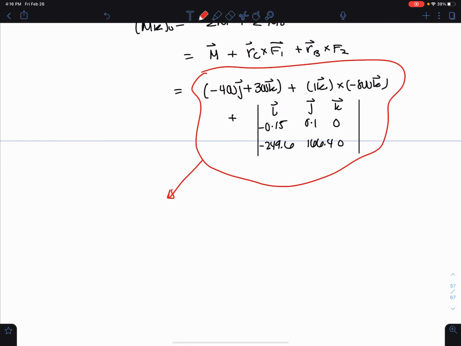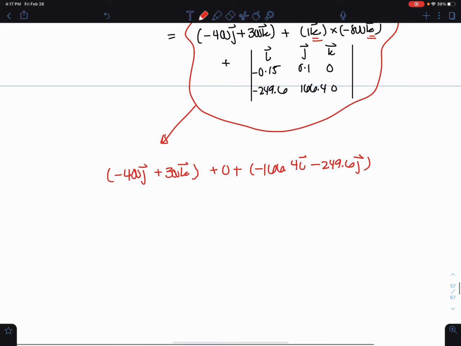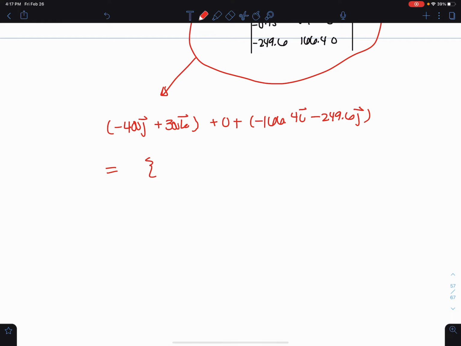And when I simplify all of this out, let me show you the simplification before I add all like terms. I get 400 in the J plus the 300 in the K plus 0 plus, because K times K, remember, those go to 0, plus negative 166.4 in the I minus 249.6 in the J. And my total answer here, negative 166.4 in the I, minus 650 in the J, plus 300 in the K in Newton meters.